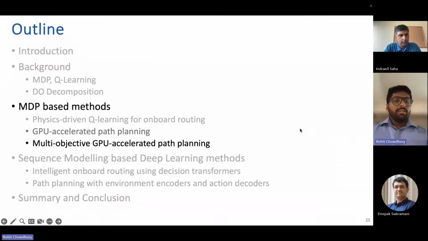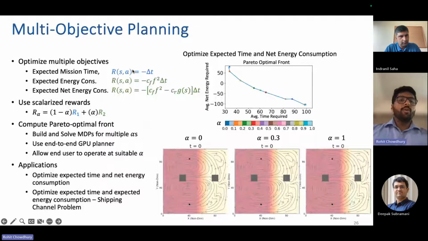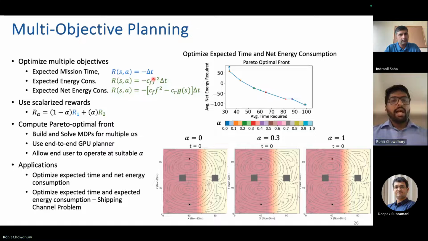So that was GPU accelerated path planning. Next, we moved on and made things a bit more complicated in the sense that now instead of wanting to optimize for one single objective, we want to optimize for multiple objectives. So for example, we might want to optimize for both the expected mission time and the expected energy consumption. And the way we go about it is to use scalarized rewards.